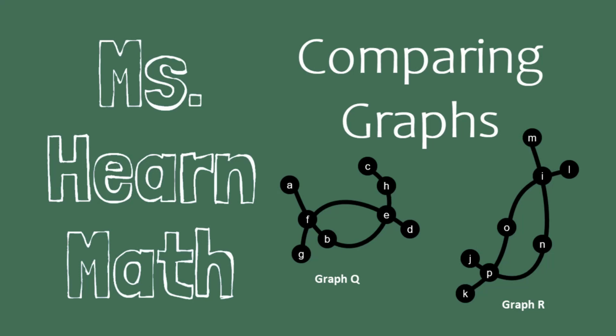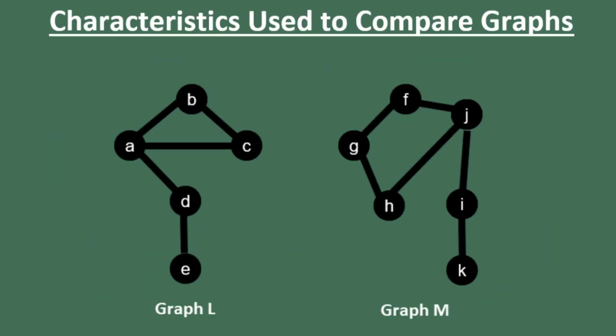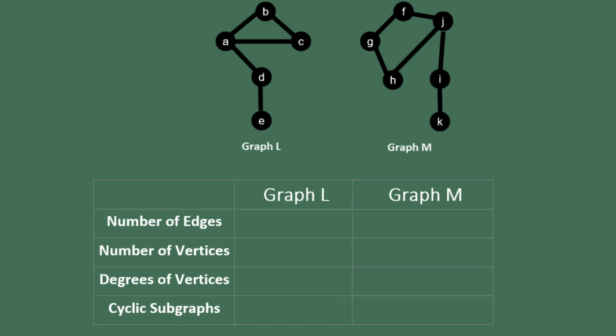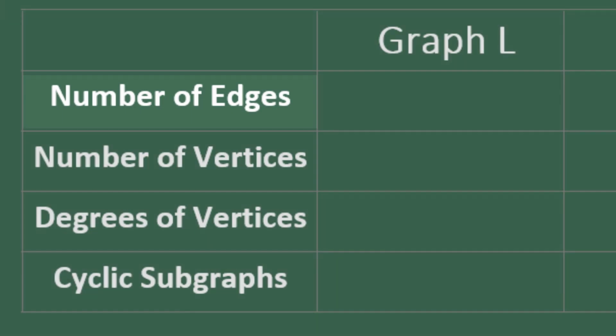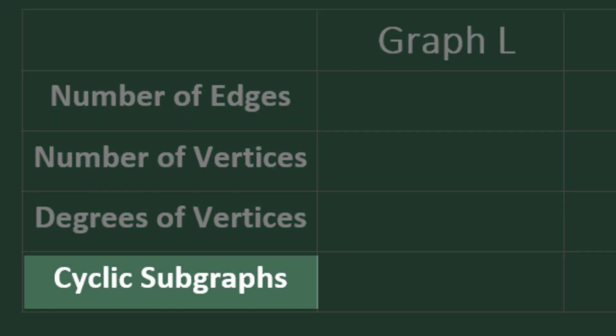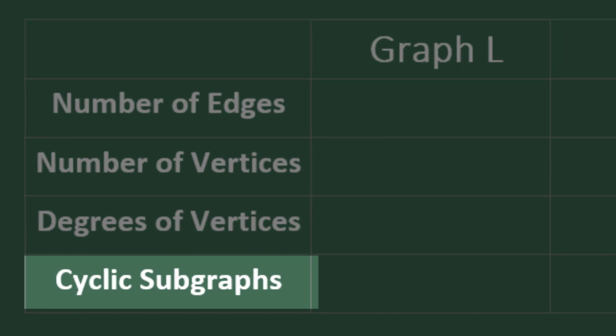In this video, we're going to be discussing the common characteristics that are used to compare graphs in graph theory. For various reasons, when we look at two graphs, we need to be able to determine how they're alike and how they're different. Some very basic yet important characteristics which we can use to determine this are the number of edges, the number of vertices, the degrees of the vertices, and the types of cyclic subgraphs contained in the graph.